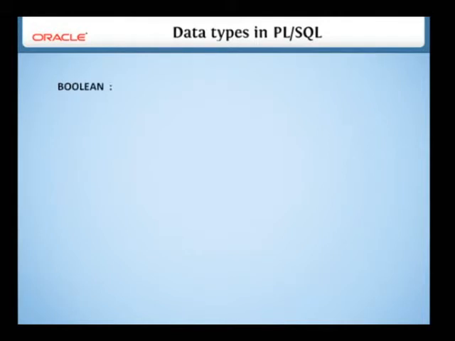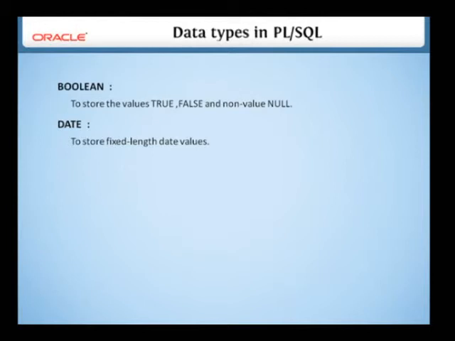Boolean. This data type is used to store the values true, false, and the non-value null. This data type doesn't take any parameters. Date. This data type is used to store fixed-length date values. The date data type takes no parameters. Valid dates for date variables run from January 1, 4712 BC to December 31st, 4712 AD.